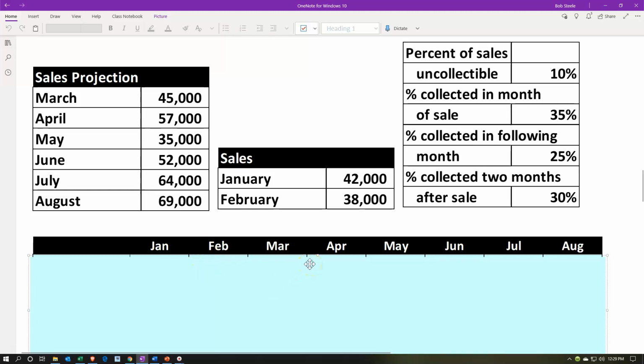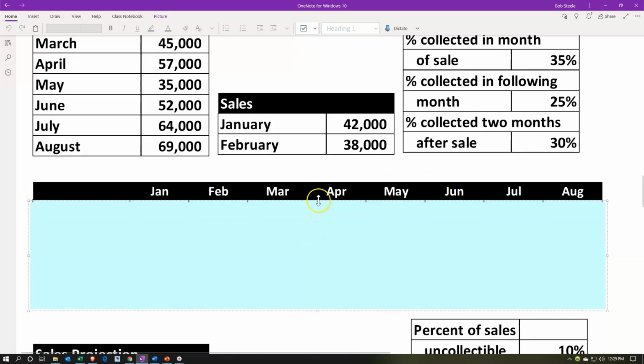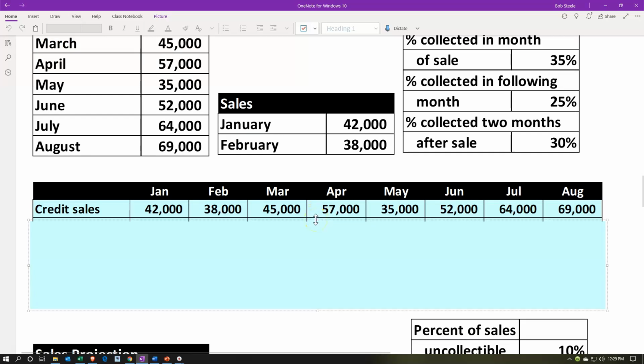Remember, January and February are the periods that have passed already, but we're including them in the table for purposes of calculation. So we're going to start with the sales line. This isn't cash collections. This is when the sales took place. This is when the invoices went out. This is when we did the work.